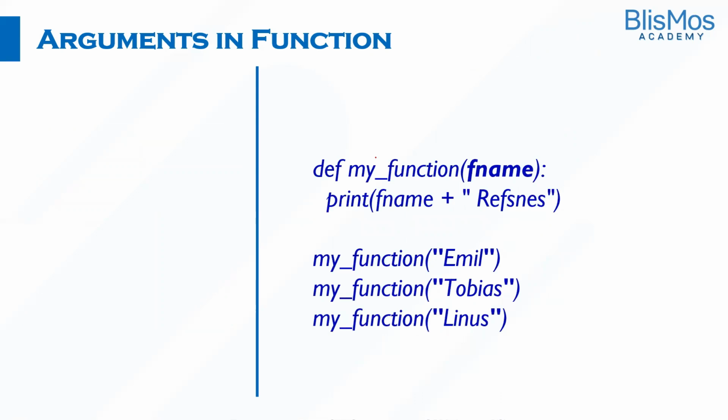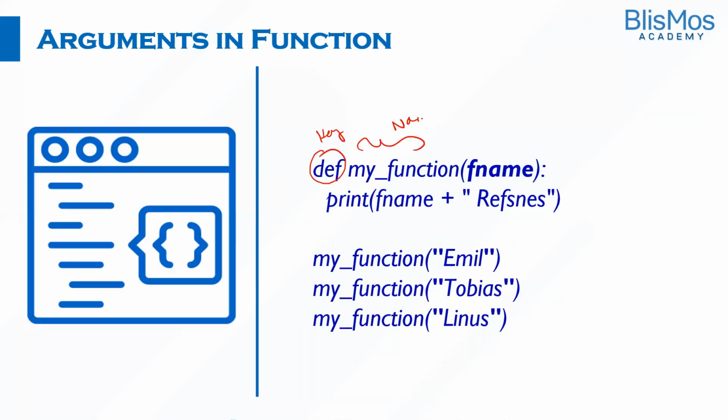Here we are taking one more example. This is the keyword. This is the name of the function, and this is an argument. We are passing only one argument, which is also called a parameter. And then this is the statement that you want to get executed. What you can do is this can be replaced by Emil, Tobias, Linus.